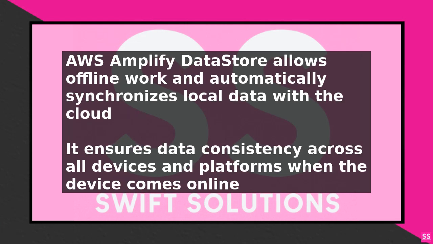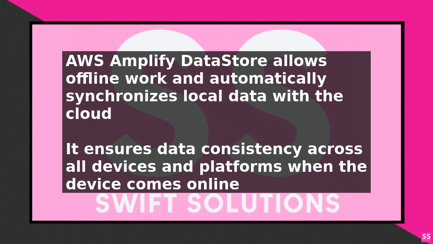One of the key concepts of AWS Amplify DataStore is its ability to work offline. This means that even when a user's device is not connected to the internet, they can still interact with the application and store data locally. When the device comes online, AWS Amplify DataStore automatically synchronizes the local data with the cloud, ensuring that the data is consistent across all devices and platforms.